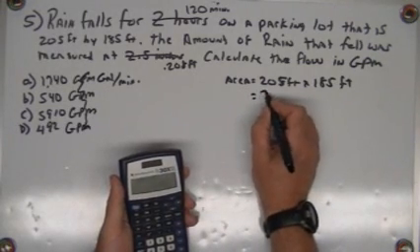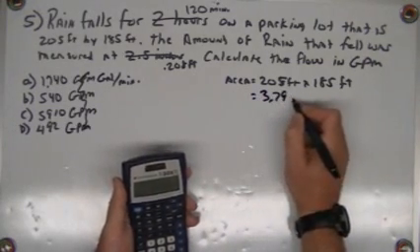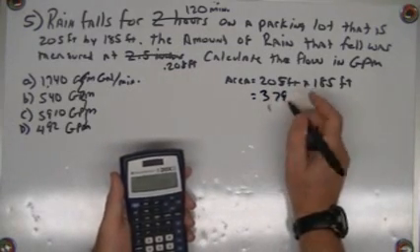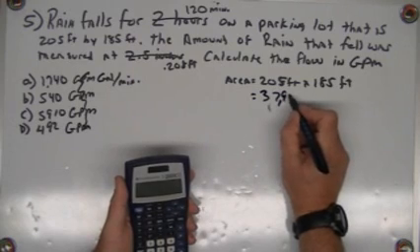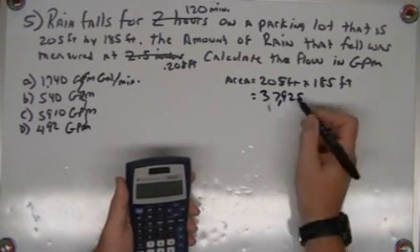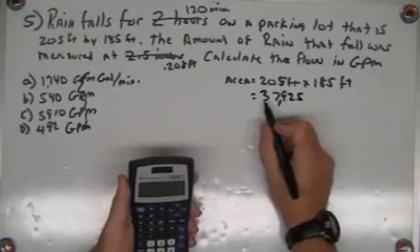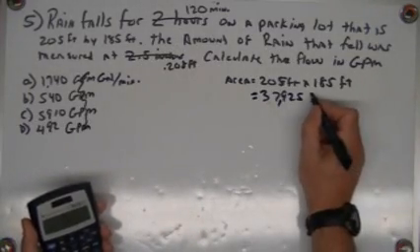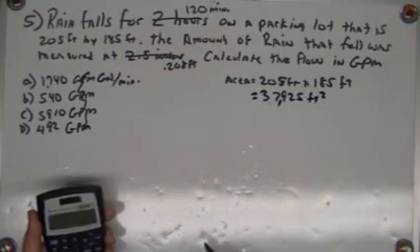3,792. 3,790. Yep, that's wrong. 37,925. 40,000, not 400,000. So there we go. 37,925 feet squared.